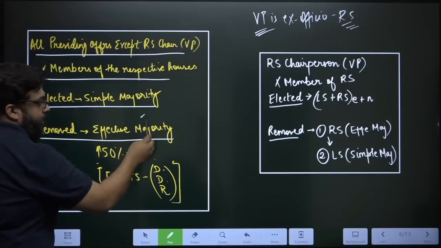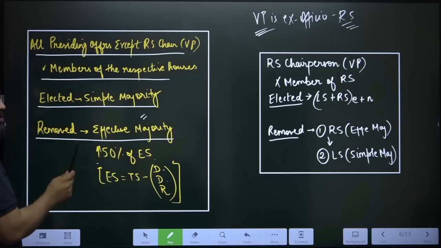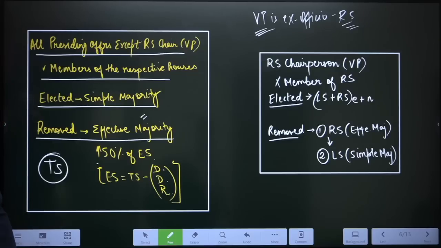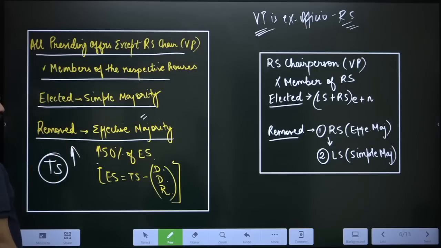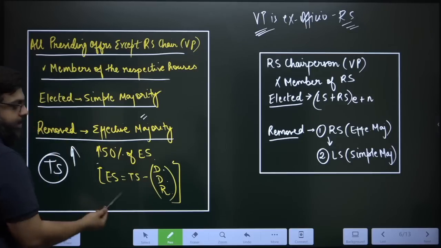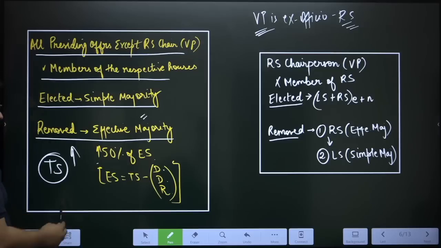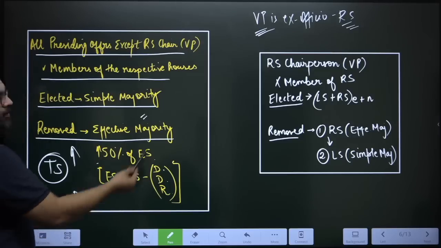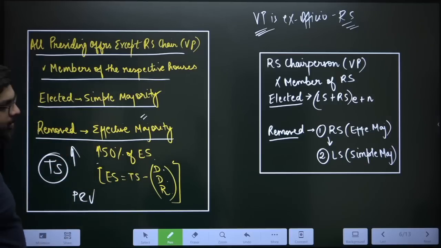Why do you use effective majority? Because if you have a problem with the presiding officer, that means you must be a legitimate member of the house. So if I had taken total strength as the base, it would be unfair, because you would require a larger number to remove them. And if somebody is dead, disqualified, or resigned, then they're obviously not competent enough to see whether these guys were doing a good job or not. And if we kept present and voting simple majority, it would be too less. Because what if a person is not there on the floor of the house today, and in the absence of that person, you've removed the chairperson altogether, right?